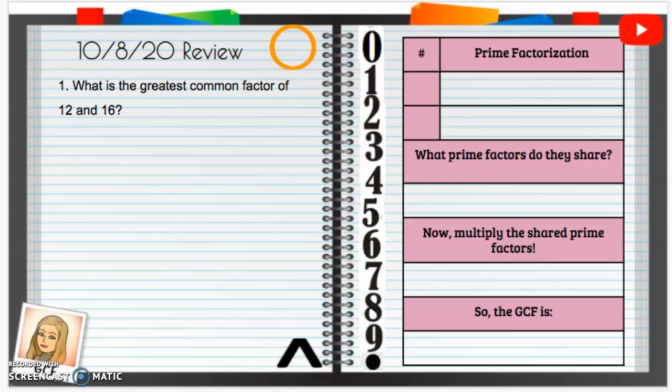October 8th, 2020 review. Number 1, what is the greatest common factor of 12 and 16? So we are going to make our factor trees. So we're going to have 12, and then we're going to have our factor tree of 16.